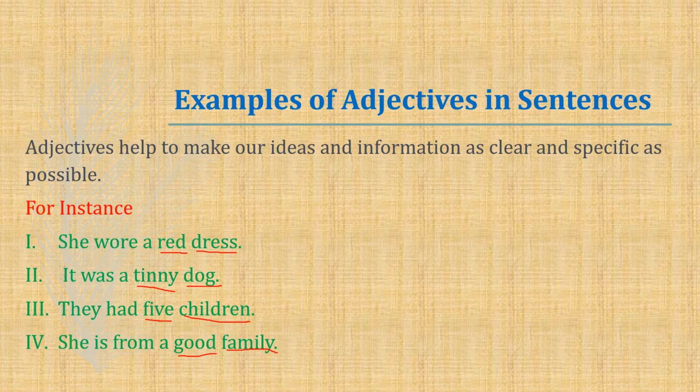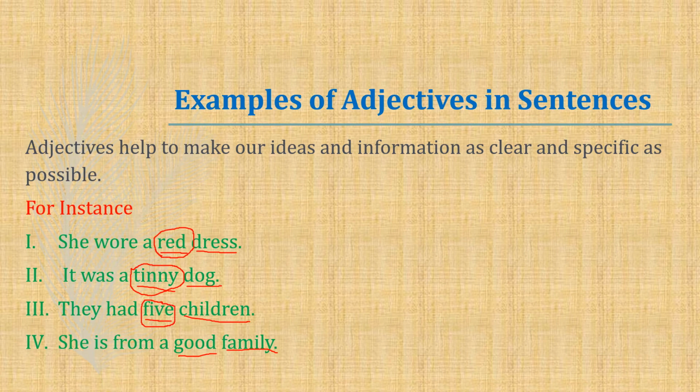Something else to emphasize, remember we said that adjectives give more information in terms of color, and from example number 1 you can note that red is an example of a color. Then it can be in terms of size, and in example number 2 we have tiny. Tiny means small, so the dog is small or tiny. Then it can be in terms of quantity. Adjectives can give more information in terms of quantity, and in this case we have 5. 5 is referring to the number, quantity, how many.